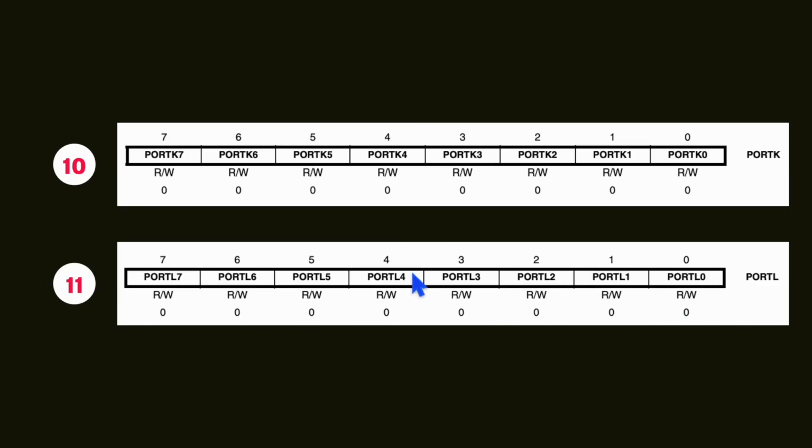So in total we have 11 ports, 11 times 8 is 88, and port G has only 6 pins, so minus 2, which gives 86 I/O pins that this microcontroller has. So you can use these I/O pins as input or output.